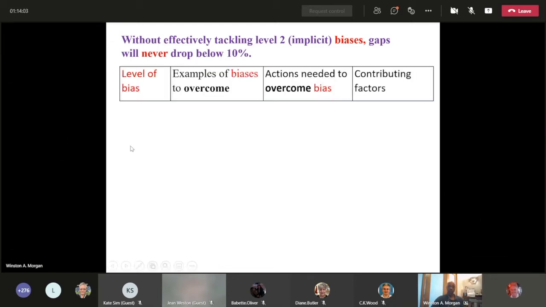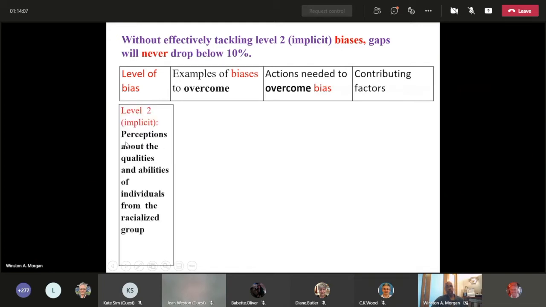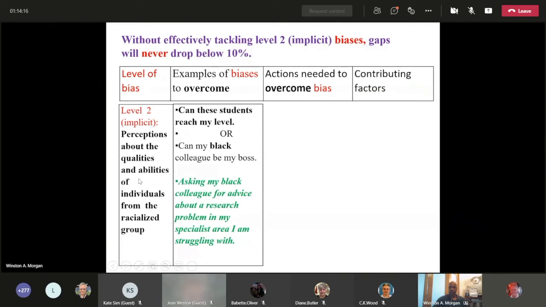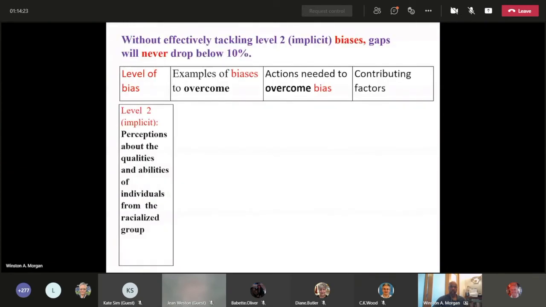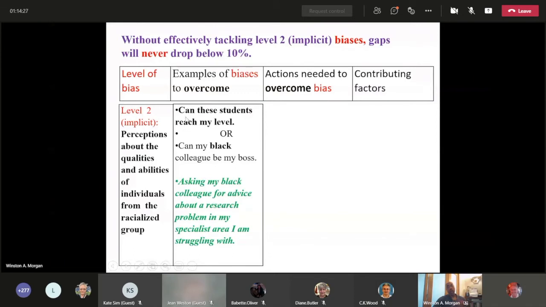So if we go back to the same set of categories again, but this time for level 2. Now we're thinking about perceptions about the qualities and ability of individuals from that racialized group. Let me go back and remind you. First of all, we're thinking about general perceptions. Now we're actually thinking about abilities and qualities. And to overcome those biases, we have to ask ourselves, not just can we teach these students, but can these students reach my level? And so you need to change your thinking, okay?